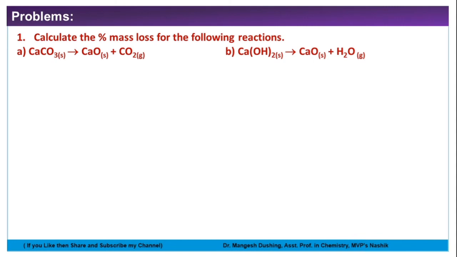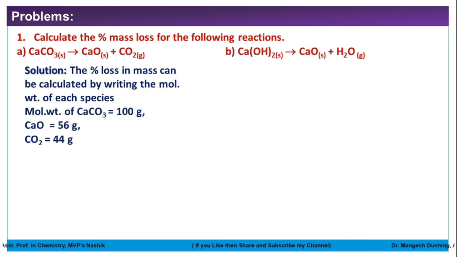So now we'll see the problems based on this thermogravimetric analysis and DTA. The first problem is: calculate the percentage mass loss for the following reactions. First reaction is calcium carbonate on heating gives calcium oxide and carbon dioxide, and the second reaction is calcium hydroxide on heating gives CaO and H2O. So first we'll see the first reaction.